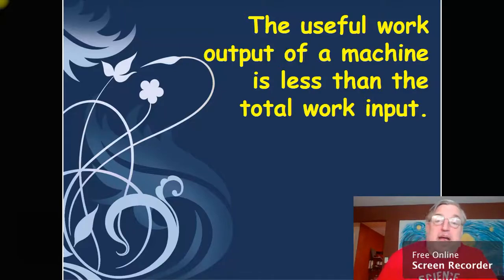Then we also talked about how the useful work output of a machine is less than the total work input. So if you put work into a machine, you're going to get less work out, mostly because there's friction along the way. There's no such thing as a frictionless machine. You never get out everything that you put in.